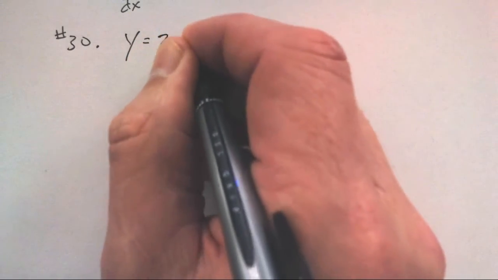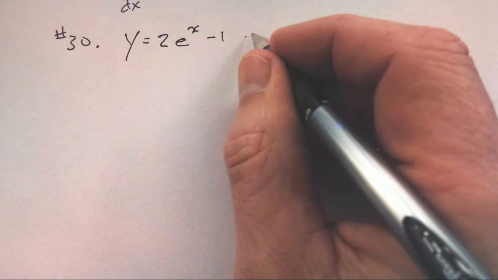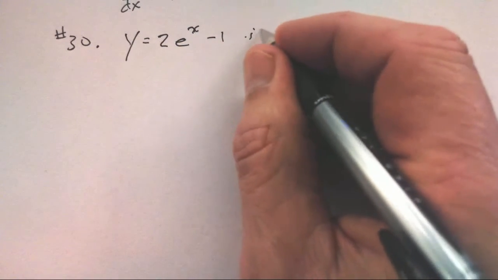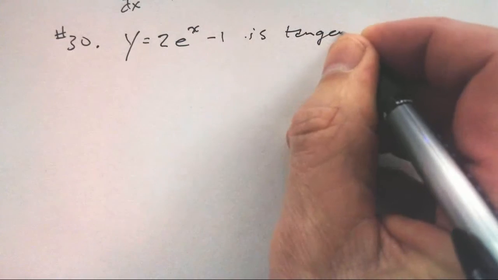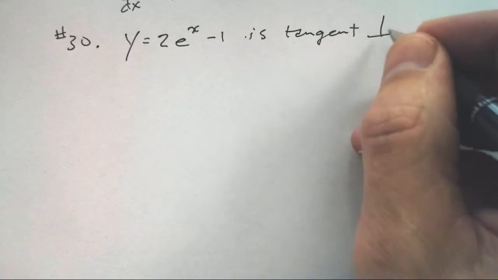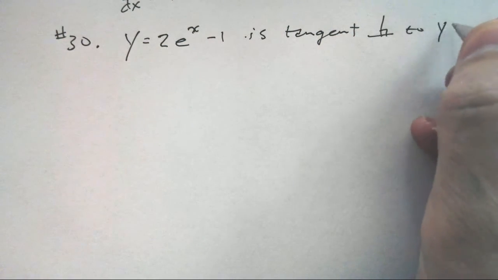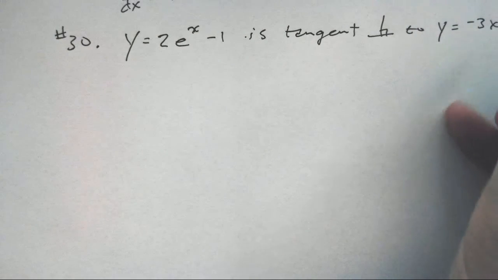Number 30, we got some words in this one. It says a line with slope m passes through the origin. Oh, I'm sorry, that's 32. Number 30. At what point on the graph y equals 2e to the x minus 1, at what point on the graph of that function is the tangent perpendicular to y equals negative 3x plus 2?